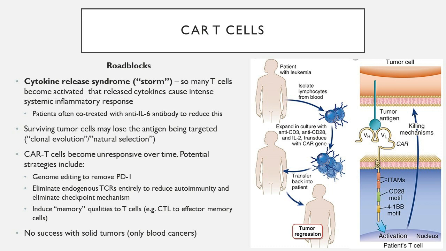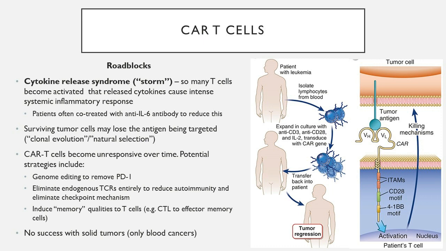There are a number of different potential strategies that can overcome this, such as genome editing that can remove the PD-1 receptor, the inhibitory receptor on these T cells. Or while we're at it, let's just eliminate all endogenous T cell receptors entirely. That reduces autoimmunity and eliminates the checkpoint inhibitor mechanism, which is downstream and linked to PD-1 and CTLA-4 in general. We can also try and induce memory-type qualities in T cells, such as switching their effector mechanisms from CTLA-4 to effector memory cells that allow for both lasting memory against these types of antigens, but also rapid proliferative capacity whenever that antigen is then reintroduced or found again by these cells.